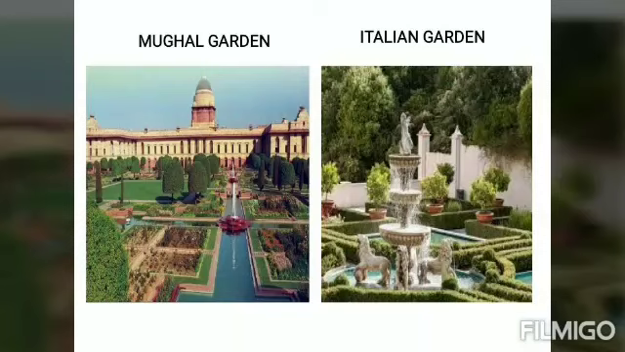And the design: the Mughal gardens are generally rectangular or square in shape with different architectural features.